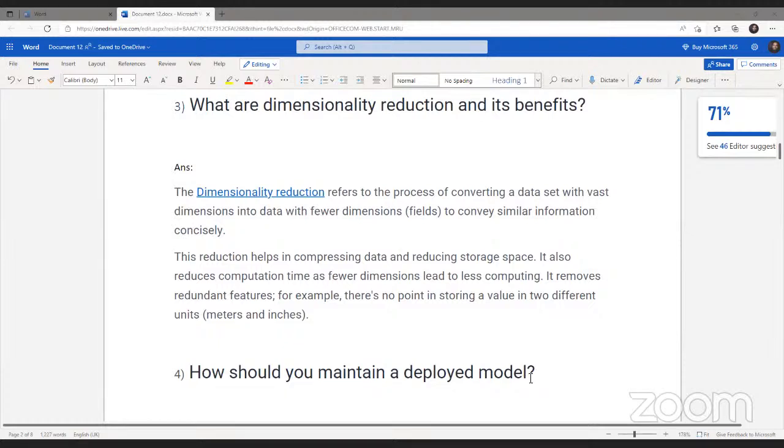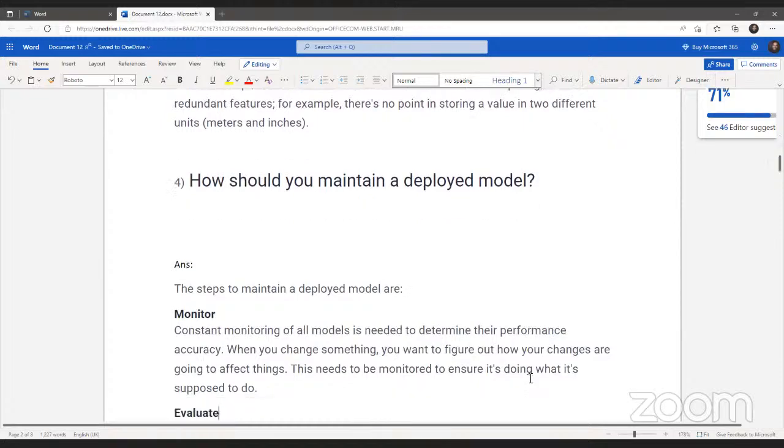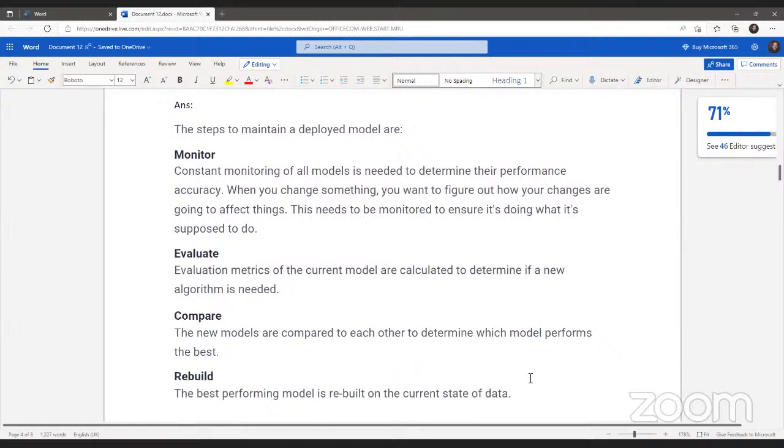Yeah, as we look into this, how do you maintain a deployed model? The steps to maintain a deployed model are: monitor, evaluate, compare, and rebuild. Monitoring of all models is needed to determine their performance accuracy. When you change something, you want to figure out how your changes are going to affect it, so this needs to be monitored to ensure it's doing what it's supposed to do.